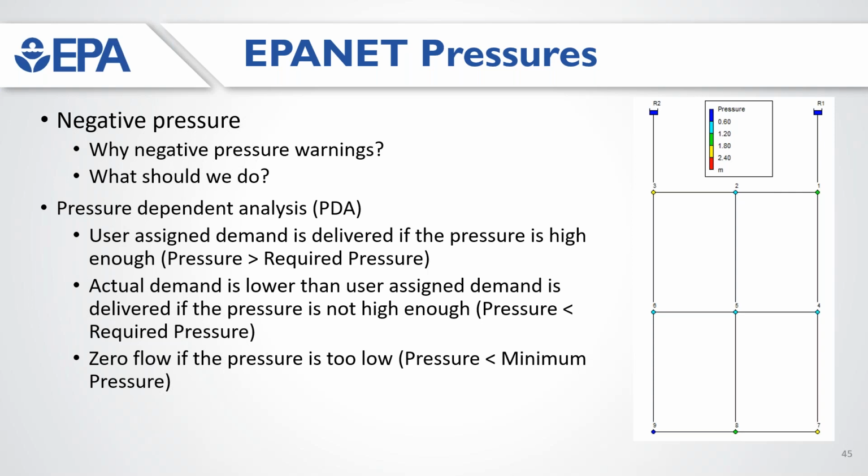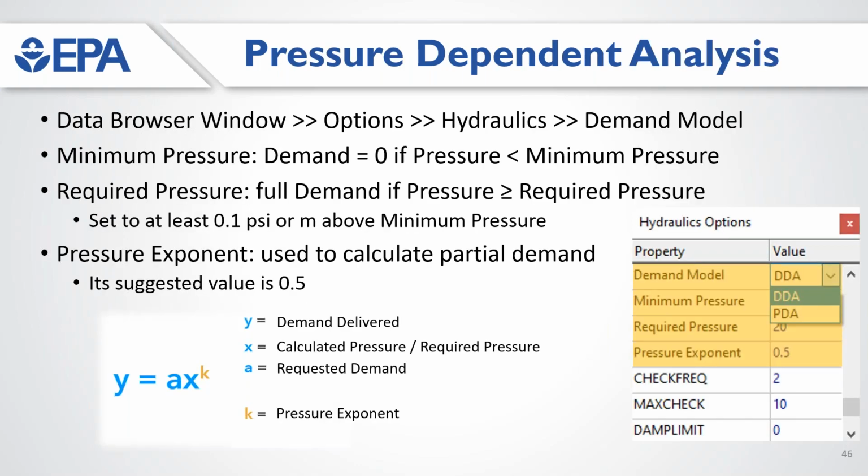When you don't have high enough pressure, your water is not fully provided. That's what we experience in reality. When the pressure is too low, of course, there will be no flow coming out of the tap. That's called pressure-dependent analysis. Before, we called it demand-dependent analysis. So this is now an option here.